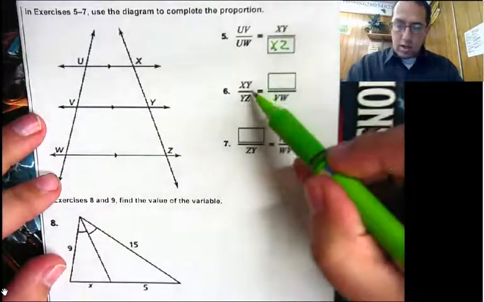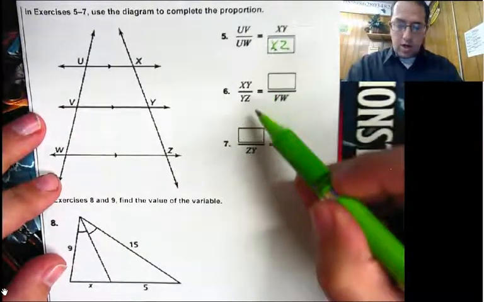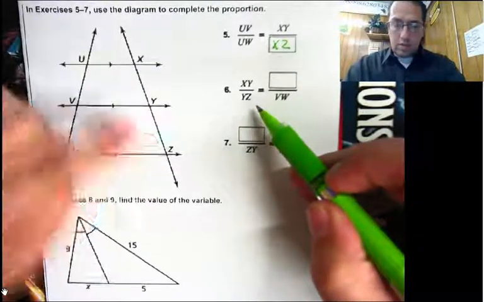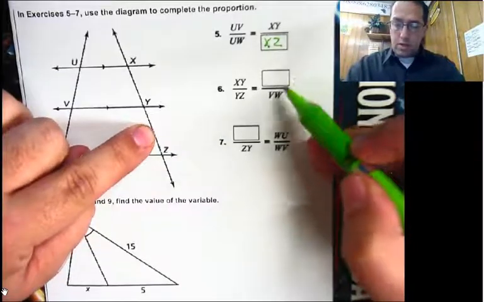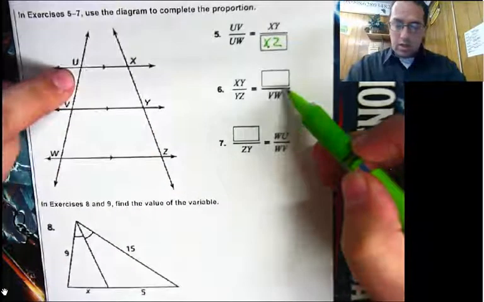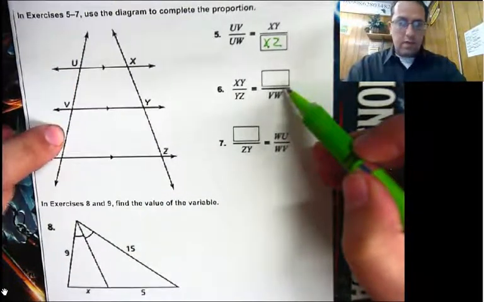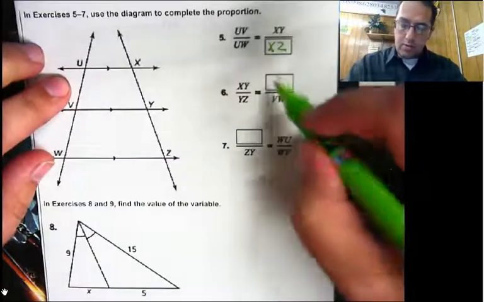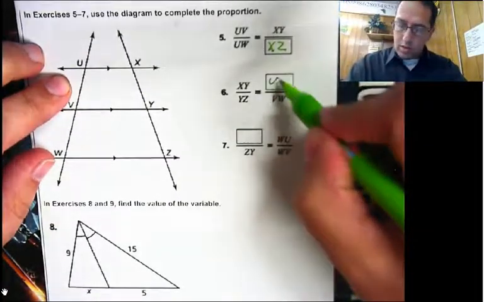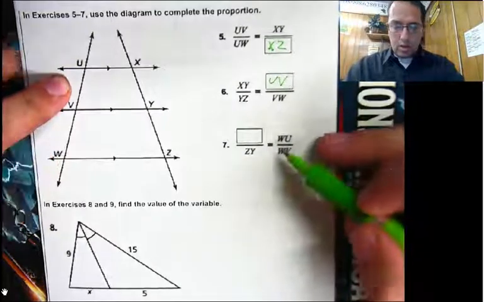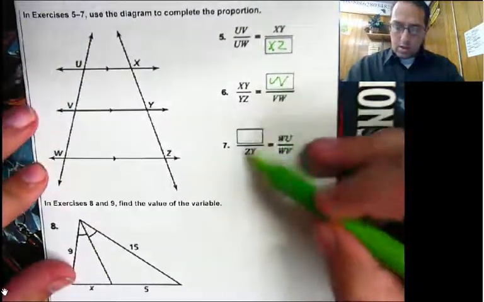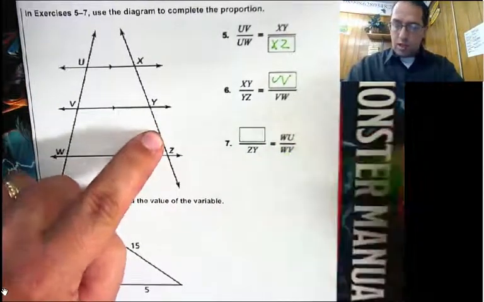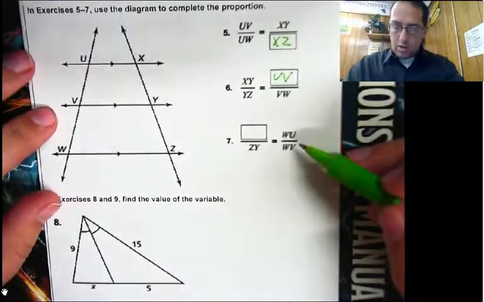Okay. See, we have XY to YZ. So XY is the top one, YZ is the bottom one. So if it's top one to bottom one, then we need, let's see here, top one to VW, the bottom one, right? So top to bottom needs to be top to bottom, part to part, part to part. All right, so this would be UV, top piece. Okay, so we don't know what this one is. The bottom one is this bottom little piece here, but the other one is going to help us figure out.